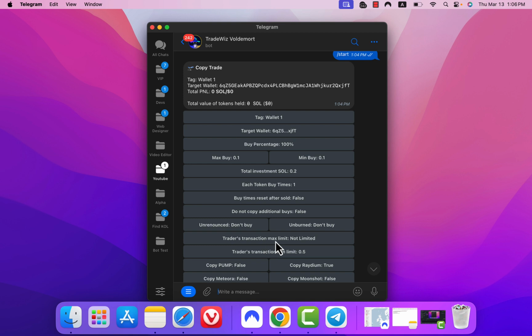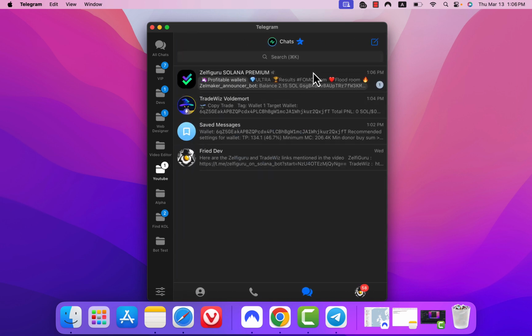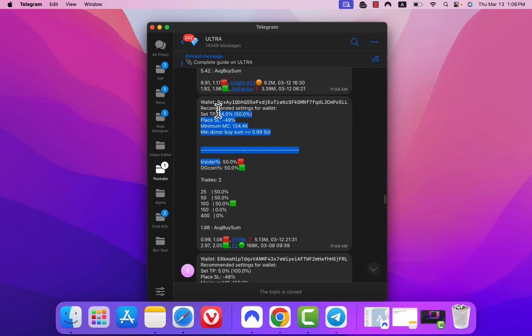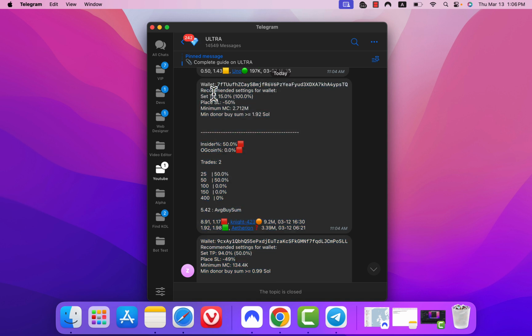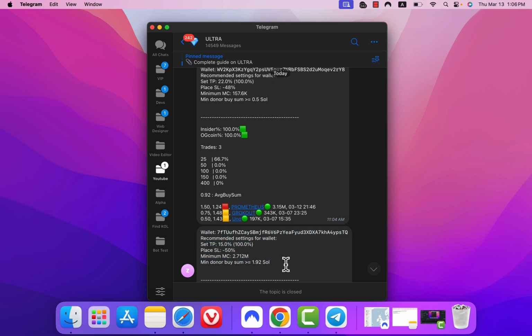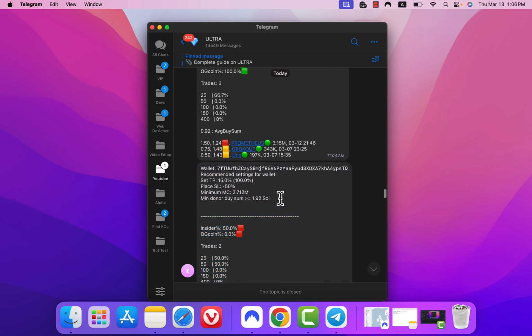For traders transaction max limit, there's no limitation, but for traders transaction min limit, for this wallet I set this at 0.5 SOL. How did I find this number? Basically on Zelfigru, on the Ultra channel, for each wallet you can see the take profit percentage. You can see the stop loss that you have to set, the minimum market cap, and min donor buy sum. This is the minimum transaction. So this is very important for each wallet that you want to copy trade on this channel. Make sure to use exactly the same settings as here.